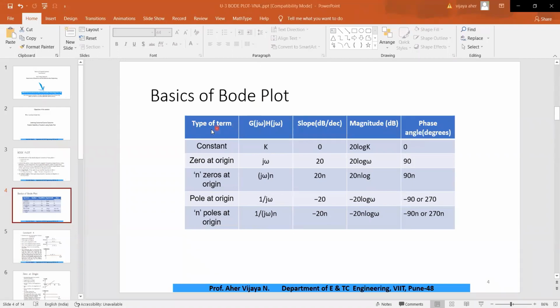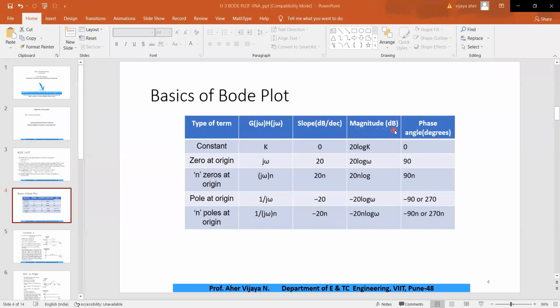First column is nothing but type of term. Second column is our open loop transfer function, G of j omega into H of j omega, right? Then slope of that. Slope you will get in dB per decade. Always the slope of your line is in dB per decade, because we are going to use a logarithmic scale on the x-axis. Okay.